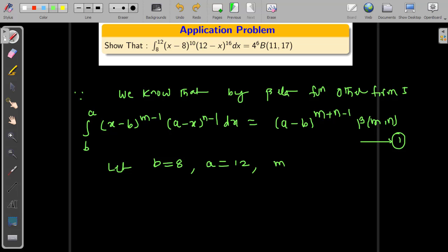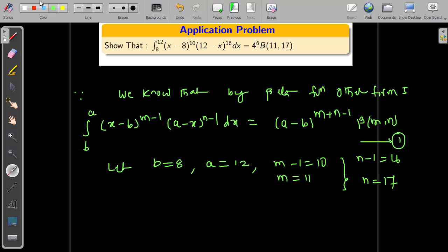What is m minus 1? This is our m minus 1 term. This is not m minus 1, this is n minus 1. So m minus 1 equals 10, and from this I will get m equal to 11. Similarly, n minus 1 equals 16, and from this I will get n equal to 17. After that, substitute all these values, b, a, m, n, into equation number 1, and I will get the above result.